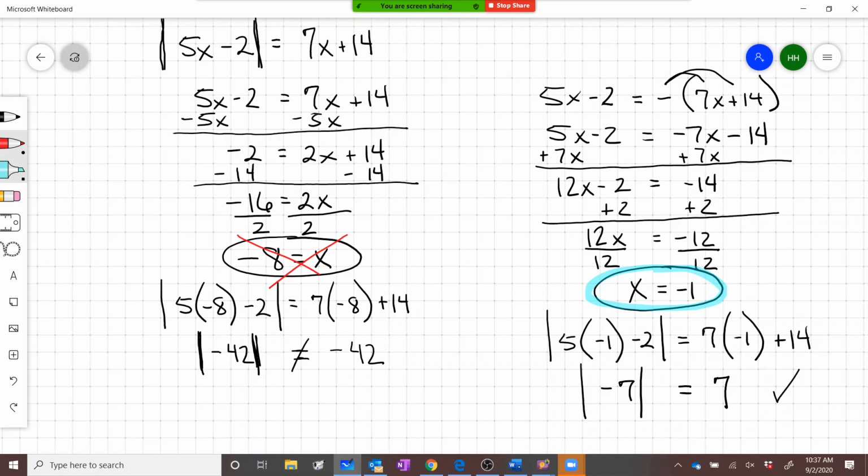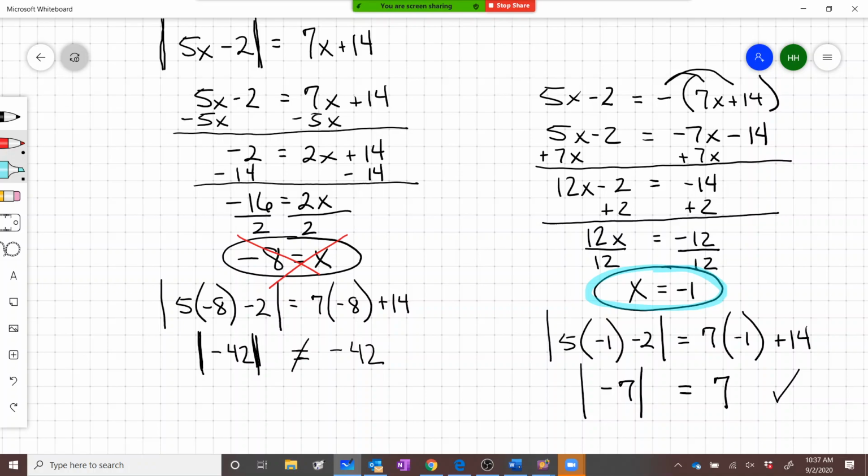Not difficult work, but a lot of steps. So you need to be careful. Be careful in each step, especially with your positives and your negatives. One mistake with a positive or a negative could change the outcome here. You have to be able to identify the extraneous solutions. Everybody clear on that?